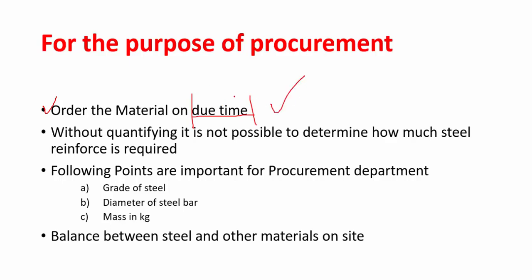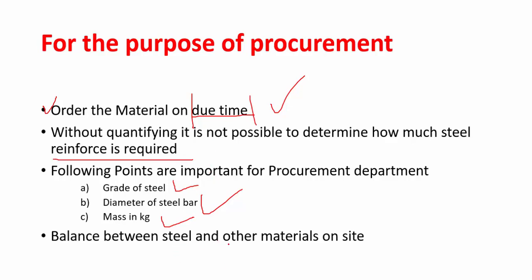activities will be ongoing. Based on that, they will order the material. Without quantity, it is not possible to determine how much steel reinforcement is required. Without quantifying, it is not possible to determine how much steel reinforcement is required. So this is obvious. We discussed this already. Then the following points are important for the procurement department. Grade of steel, they need diameter of steel, they need mass in kg, or pound if it is in the FPS system.